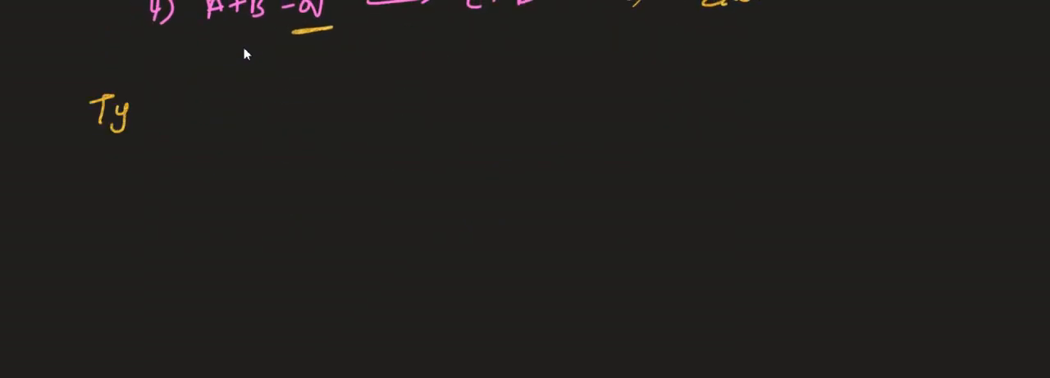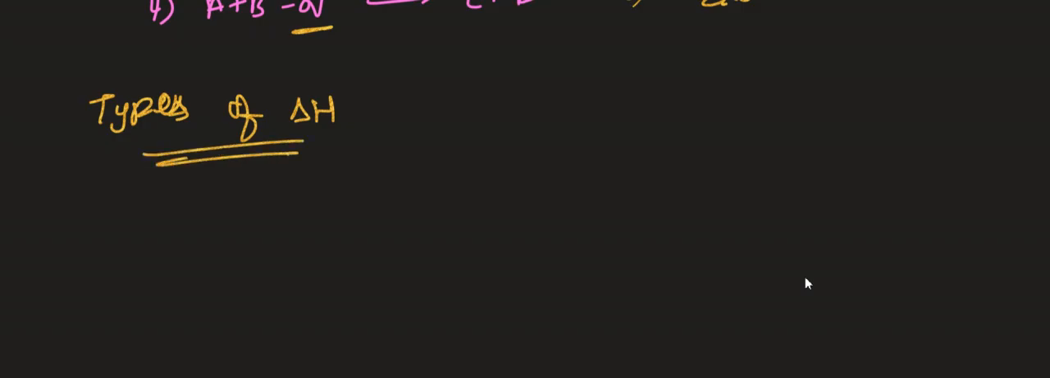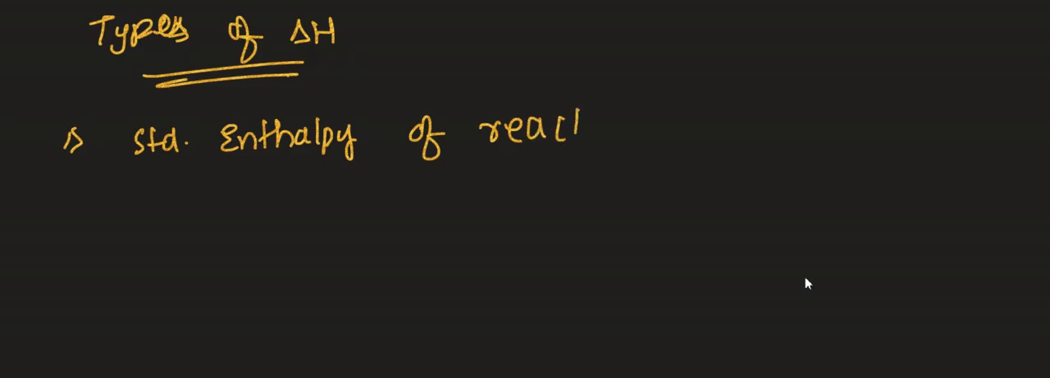The next concept is types of delta H. Okay, types of delta H. Let us try to understand what the types of delta H are. The first type is nothing but standard enthalpy of reaction, which is nothing but delta H R.